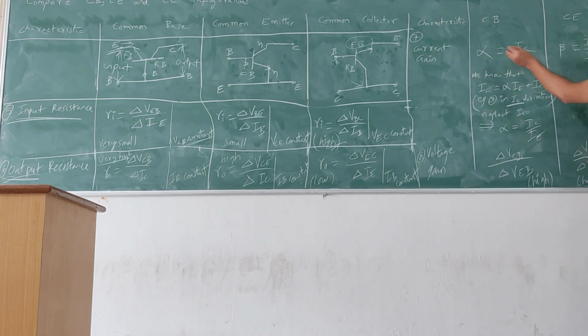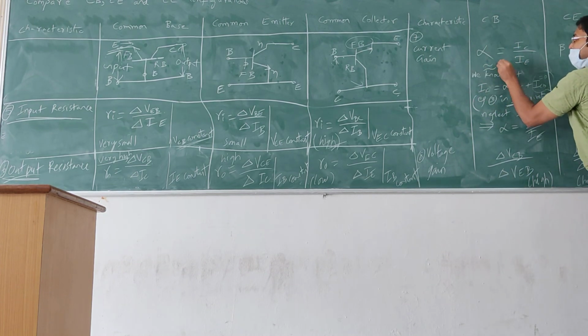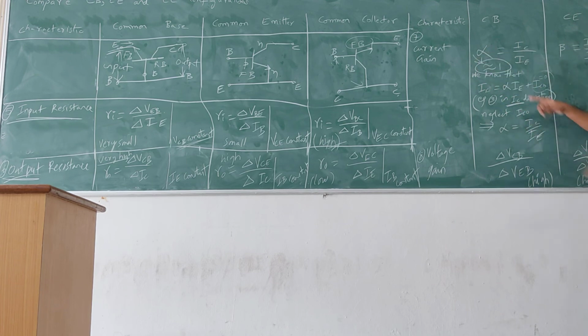Alpha value is nearly equal to 1. Beta value is high. Gamma value is high. Base current is less, so the denominator is less, so obviously this is high. Both currents are nearly equal, so the gain is nearly equal to 1, slightly lower than 1. Clear? We'll continue in the next class.